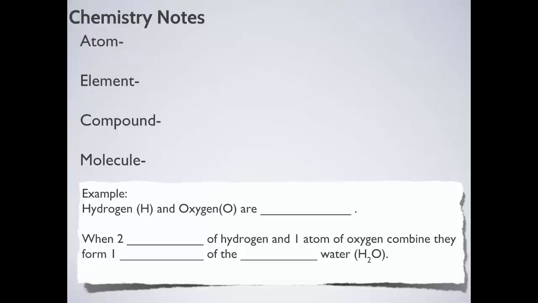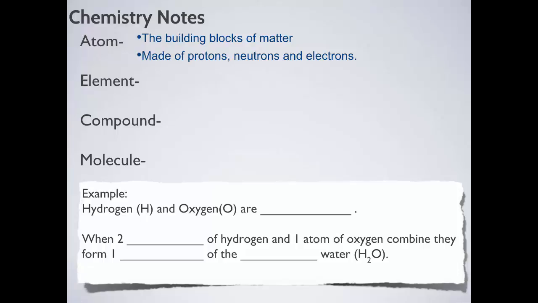All right, so we have some definitions we need to understand as we start this unit. These are important. So an atom. An atom, we say, is the building block of matter. An atom is basically made of even smaller parts that we call subatomic particles. This includes protons, neutrons, and electrons, which we'll be talking about in a minute.